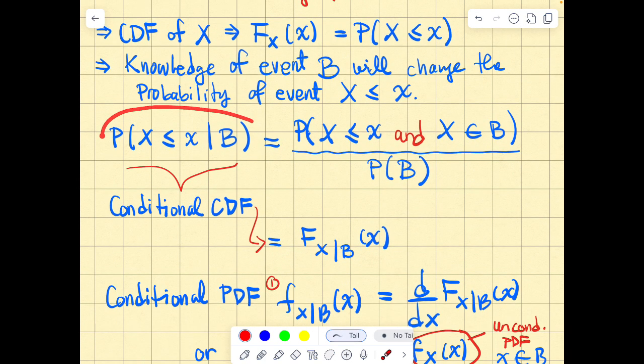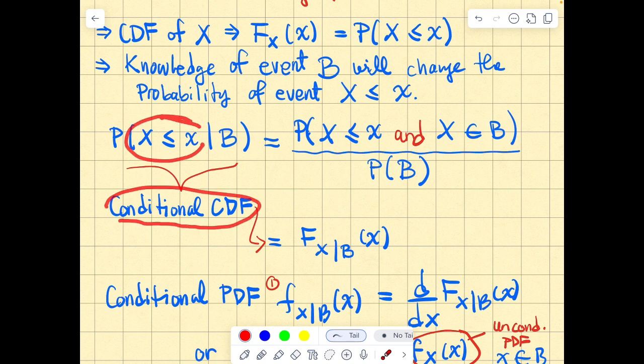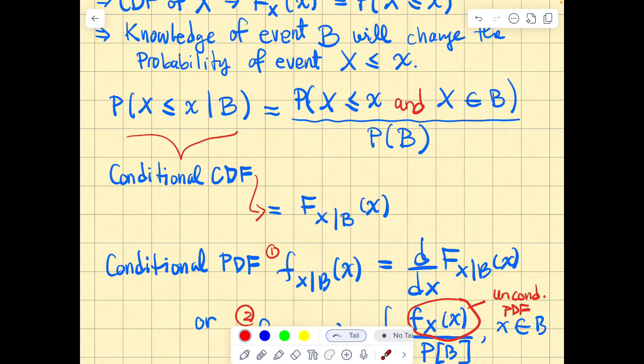Now, this conditional probability is exactly what we call the conditional CDF. It's the CDF, the probability of X less than or equal to some number x, but with some conditions. The way we denote the conditional CDF is with capital letter F, just like before, with the subscript of the random variable X. But the new thing is this: given event B. If we see this, then we know it's conditioned on event B.